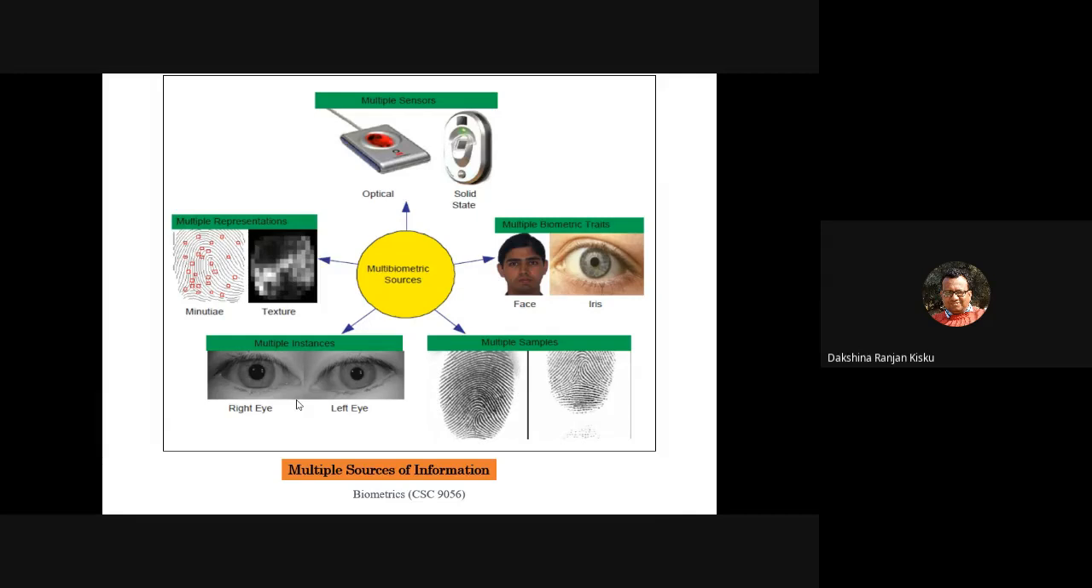Then we can use multiple biometric traits. Multiple biometrics, we can use face and iris, face and fingerprint, or face, iris, palm print, face, iris, fingerprint. Whenever multiple biometric traits are fused together, we have a multimodal biometric system where different biometric traits are used instead of using a single biometric trait or multiple instances of a single biometric trait.